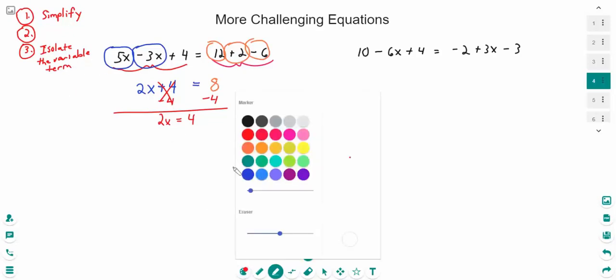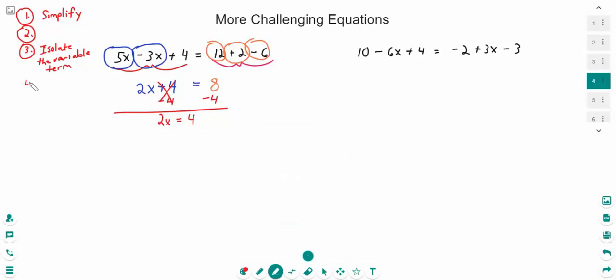Then I might even say the next step here, maybe number 4, is to, if needed, isolate the x. Oh, actually, it might not be an x, though. So we'll say isolate the variable.